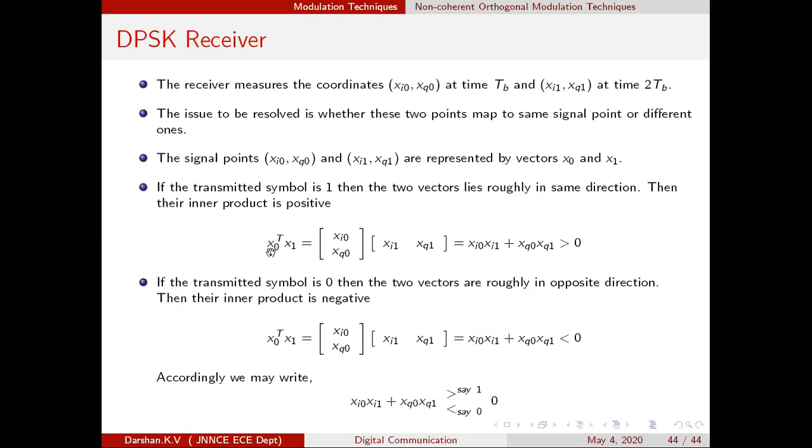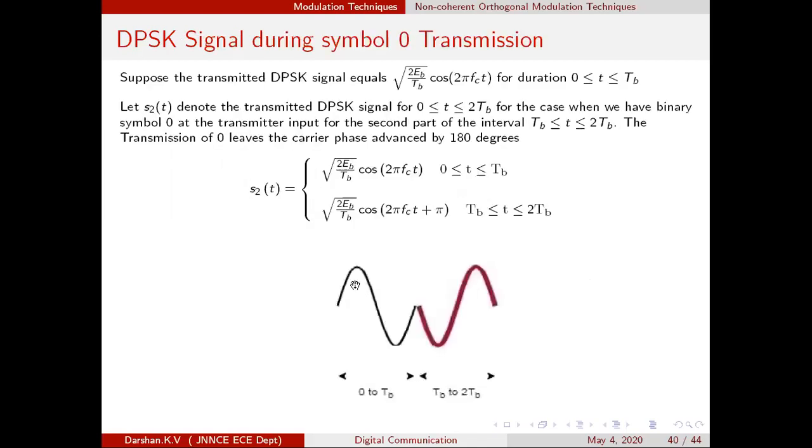Inner product means, this is the two vectors x0 and x1. This is the initial vector and this is the final vector. If you compute this inner product, which is shown over here, then that inner product value is greater than 0. You can cross check that. Suppose you transmit the symbol 0, anybody can assume, if you transmit the symbol 0, then you know that.